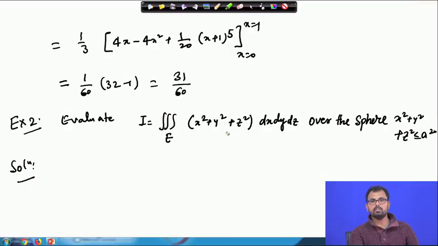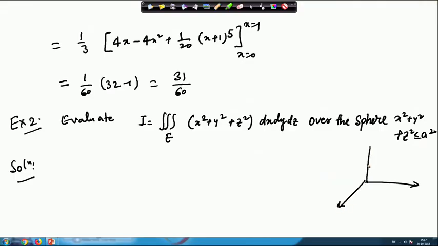This integral is over the region E, and this region E is basically that sphere, which is of course a bounded domain when a is finite. If we want to draw this sphere, I am not really good at drawing, this is basically 0, y, z and x. That is my radius a, and this is the region E where we have to perform the integral.